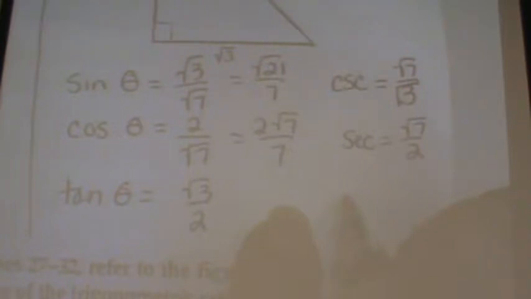And what would the 3 reciprocal ones be? Cosecant would be root 7 over root 3, sorry. Secant would be root 7 over 2. And what would cotangent be? 2 root 3 over 3. Yep. That's your best answer.